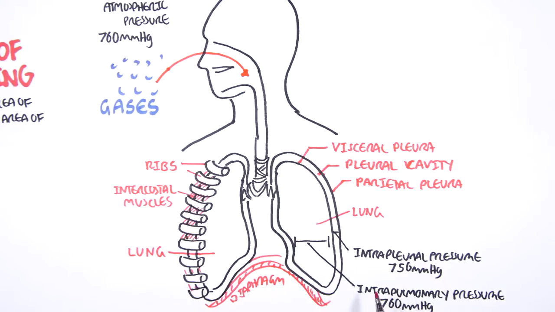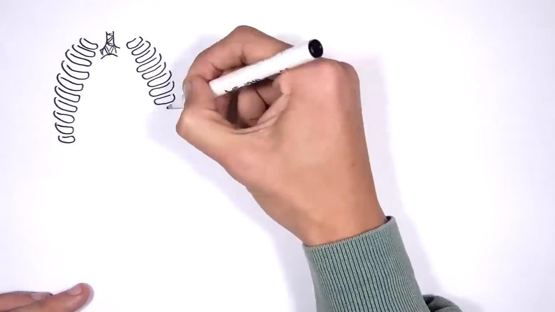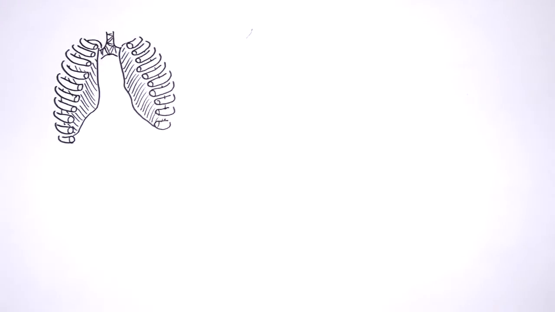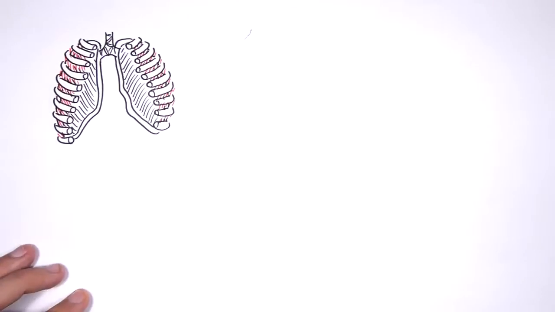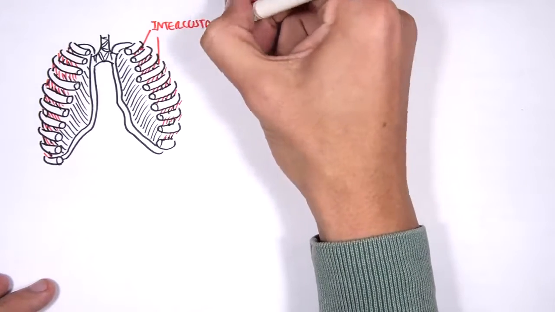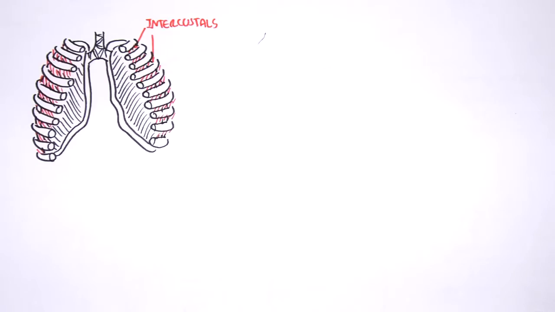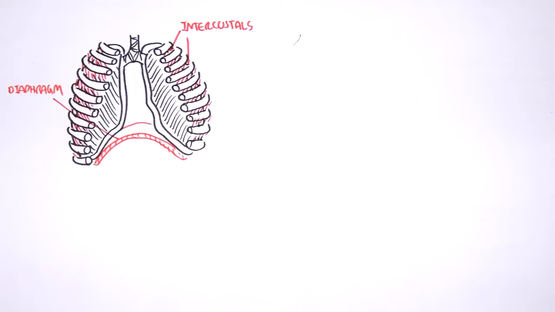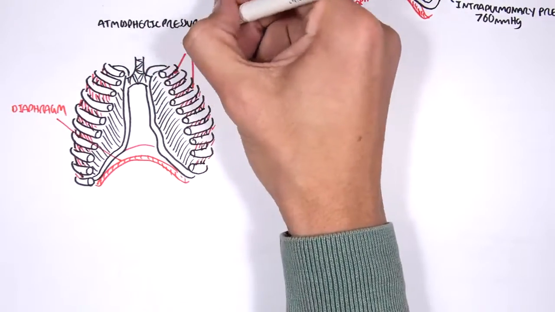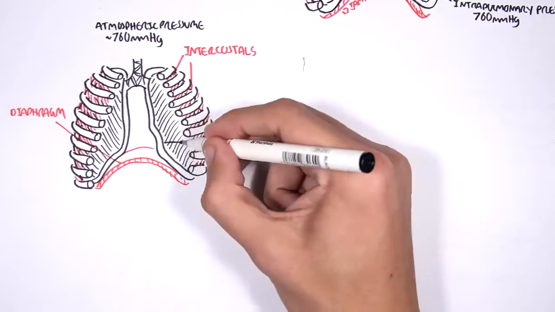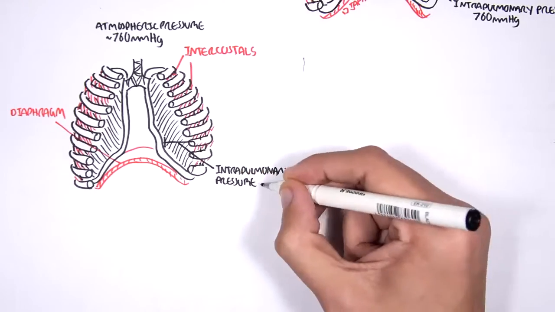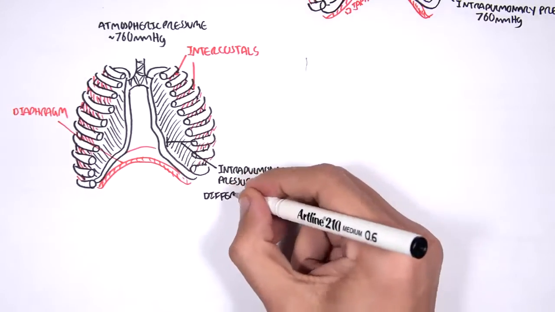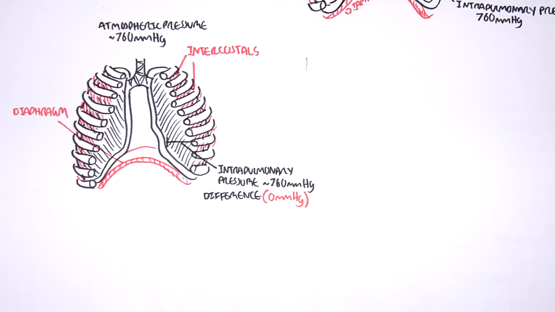So how does the intrapulmonary pressure in our lungs drop? Let's have a look. So again, just quickly, here are the ribs surrounding the lungs. And here are the intercostal muscles that run between the ribs. Then you have the diaphragm here. The intercostal muscles and the diaphragm are the two important muscles in normal respiration. Then you have the two important pressures, the atmospheric pressure, which is 760, and the intrapulmonary pressure, which in this case is also 760. So the atmospheric pressure and the intrapulmonary pressure are balanced. There is a difference of 0 millimeters of mercury in respect to the atmospheric pressure.